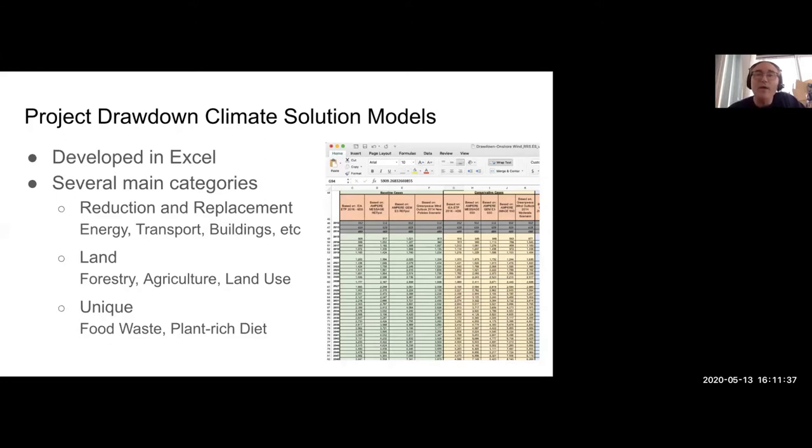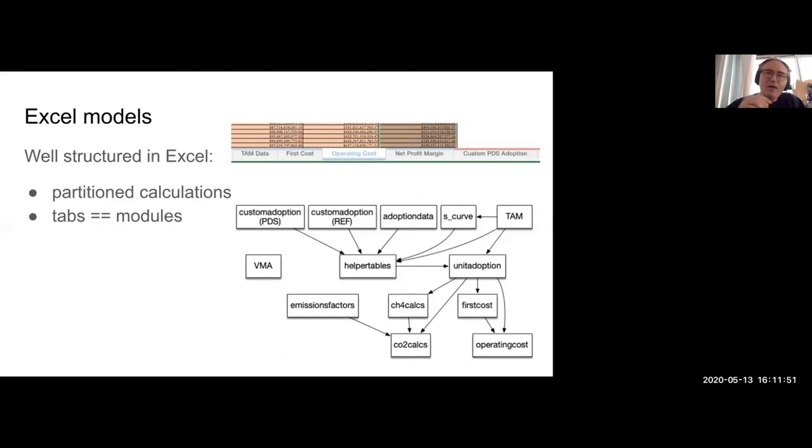And we're working to re-implement the model methodology exactly as it is, using Python in a web-based system. This talk will focus not really on the model, but on the process and on the techniques to re-implement it in Python. The Excel implementation of the model is well structured. There are tabs in the spreadsheet to encapsulate the different modules in the overall model. Operating cost is a tab in the spreadsheet. The estimation of adoption is a tab, and so on. The Python implementation follows this same structure. Each sheet in the spreadsheet has been implemented in a Python class, and data flows through the Python implementation in the same way that it flows through the spreadsheet.